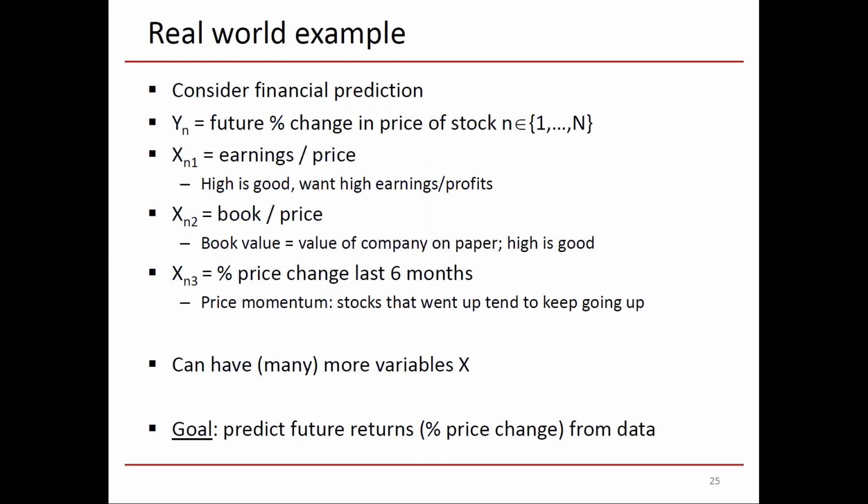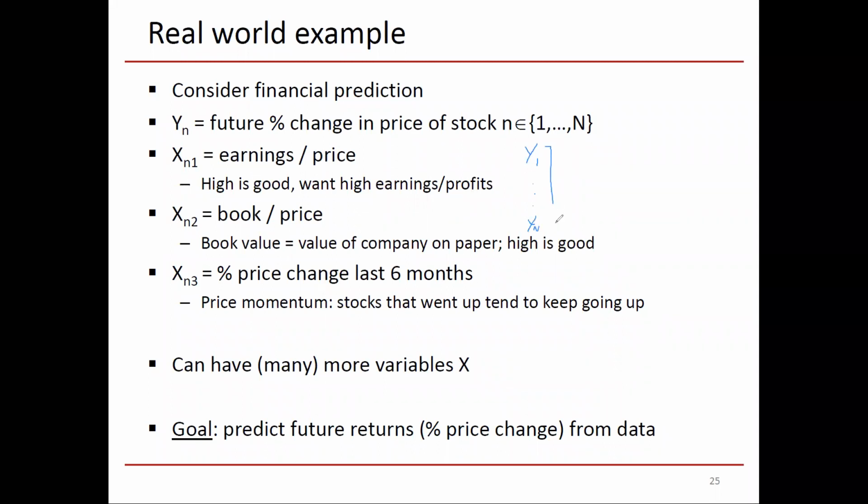Yn could be the future percentage change in the prices of stock number lowercase n, where there could be perhaps capital N stocks, right? So let's again annotate. We're going to have y1 up to y capital N is a vector. Each of the elements of that vector corresponds to a future change in the price of a stock, capital N different stocks, and xn1, so this would be yn, xn1 would be the earnings to price for stock number n.